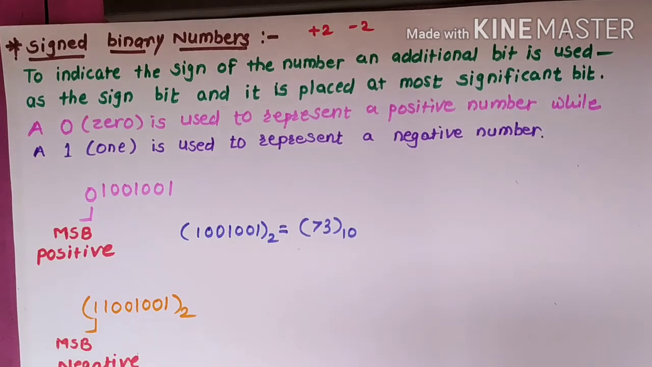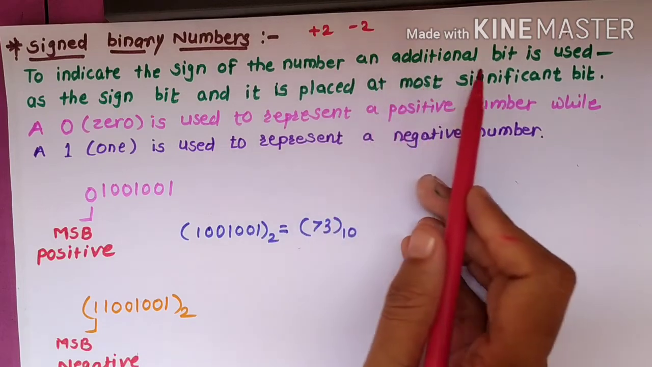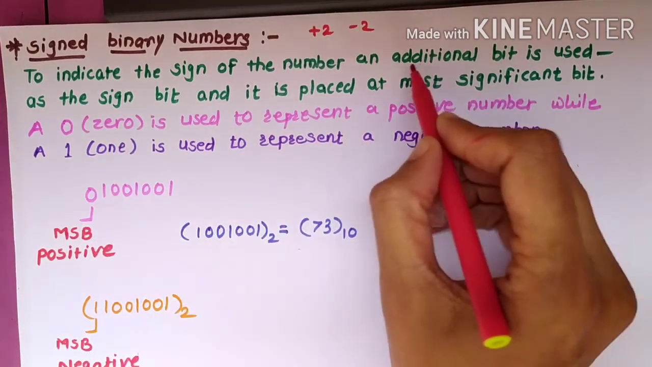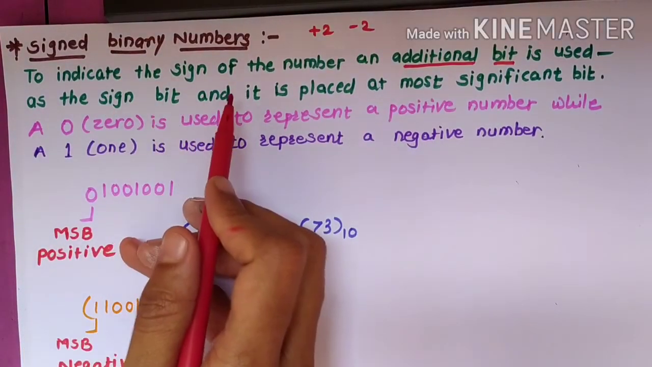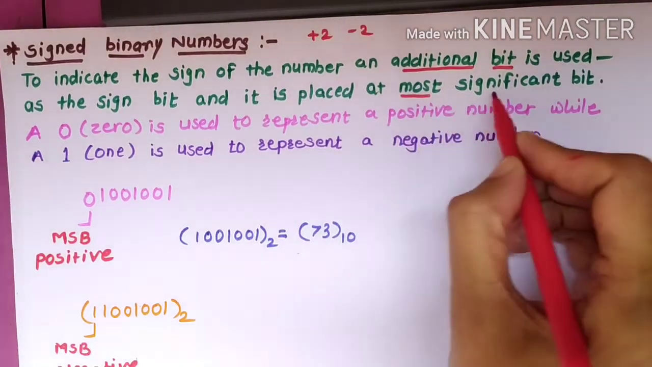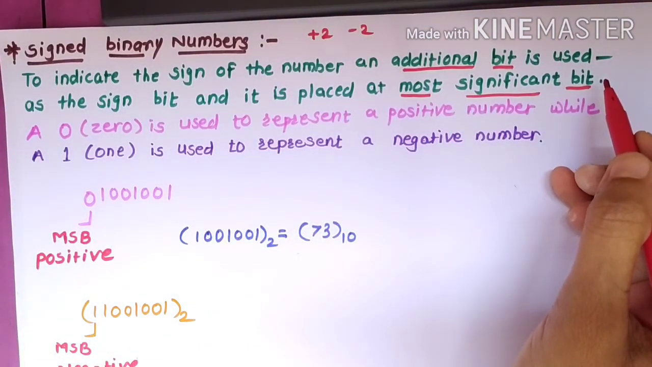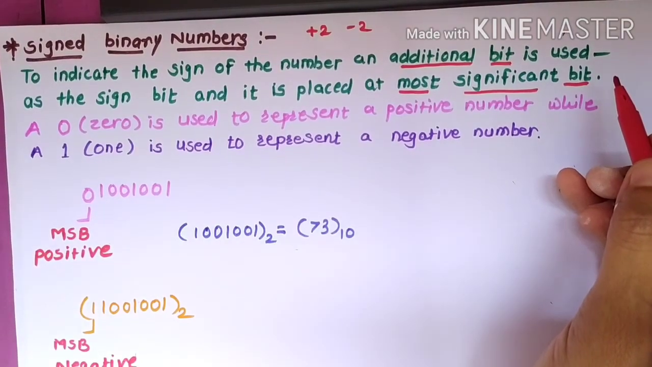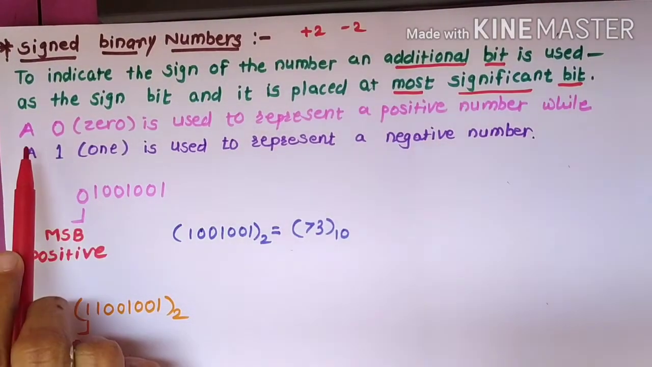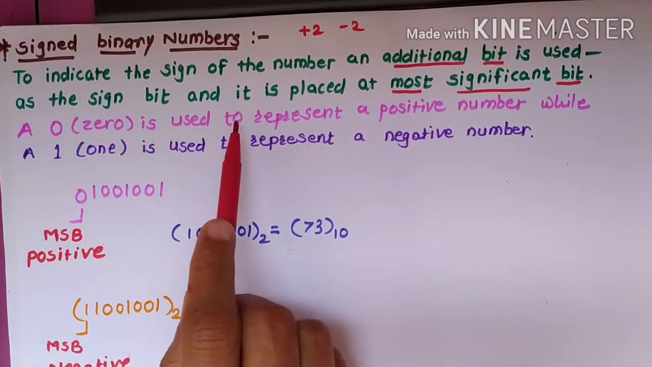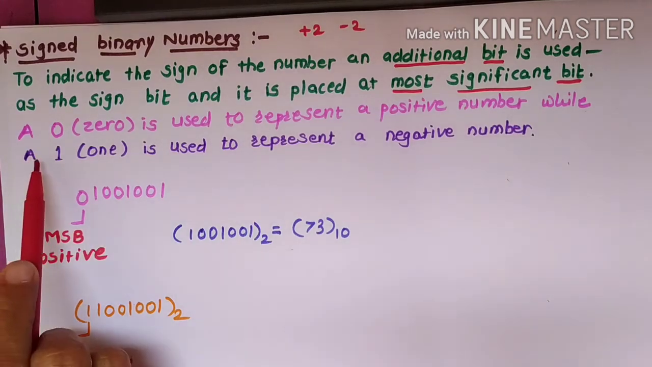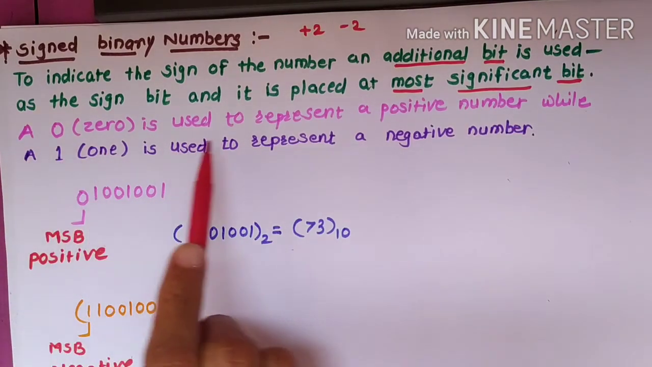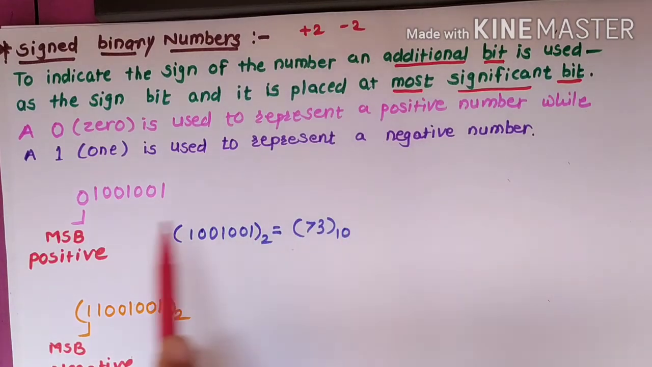To indicate the sign of the binary number, an additional bit is used. That additional bit is called the sign bit and it is always placed at the most significant bit. Most significant bit is at the left side. For example, a 0 is used to represent a positive number, while a 1, that is one digit, is used to represent a negative number. Let us consider one example.